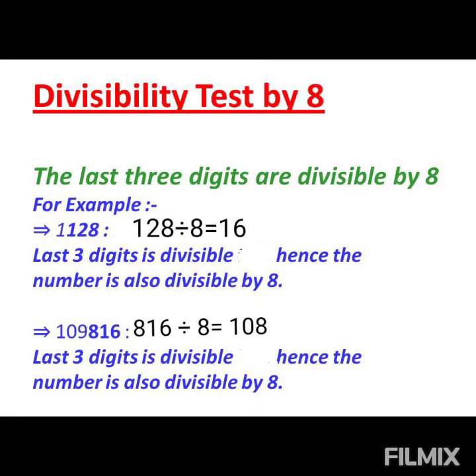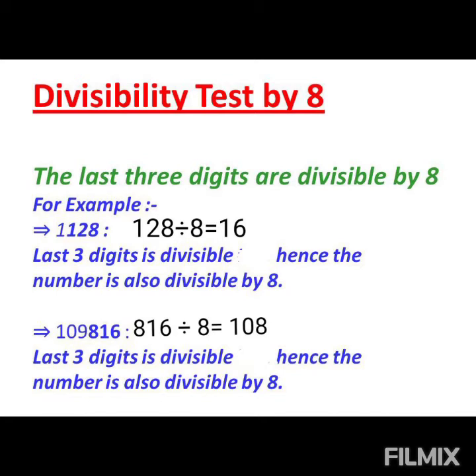Let us learn the divisibility rule for 8. If the last 3 digits are divisible by 8 for the given number, then it means that the number is also divisible by 8. Let us take an example, 1128. So the last 3 digits are 128. If we divide 128 by 8, then we will get 16. It means that it is completely divisible by 8.